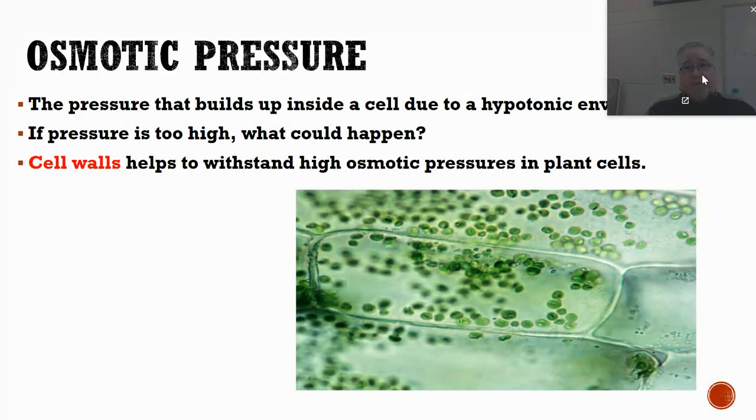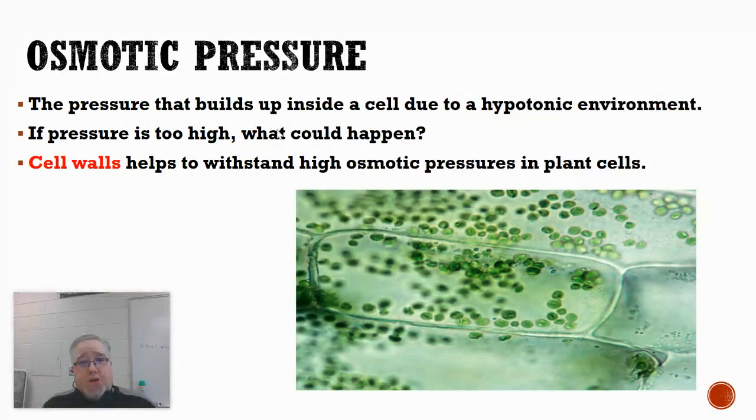Okay, so last couple things here. There's a term here called osmotic pressure. It says it's the pressure that builds up inside of a cell due to a hypotonic environment. So imagine a cell that's in a hypotonic environment. Water is coming in, and that osmotic pressure is starting to build up and build up and build up. So, if the pressure is too high, what could happen? I think we saw that in the animation.